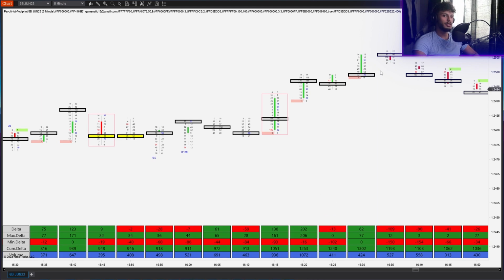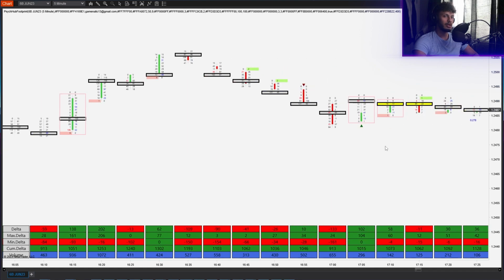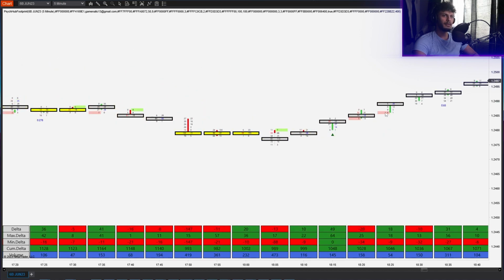You continue up, and then look, very, very strong delta. Look, we went from very, very strong positive delta to now very, very strong negative delta, and this is the first sign. -109, -150, 12, that candle, and away you go. You get that pullback.